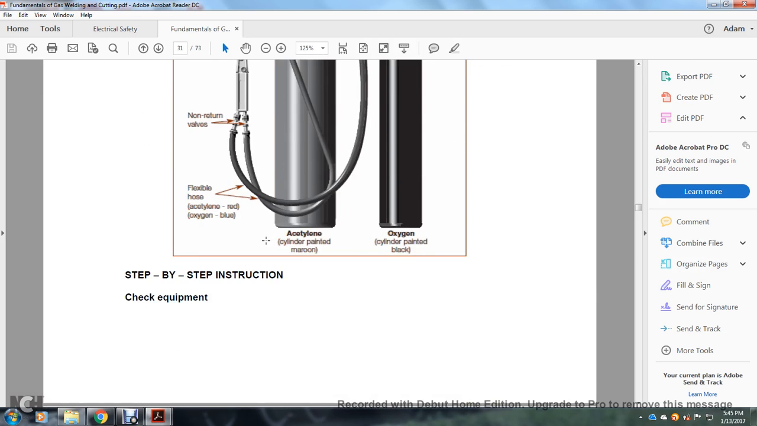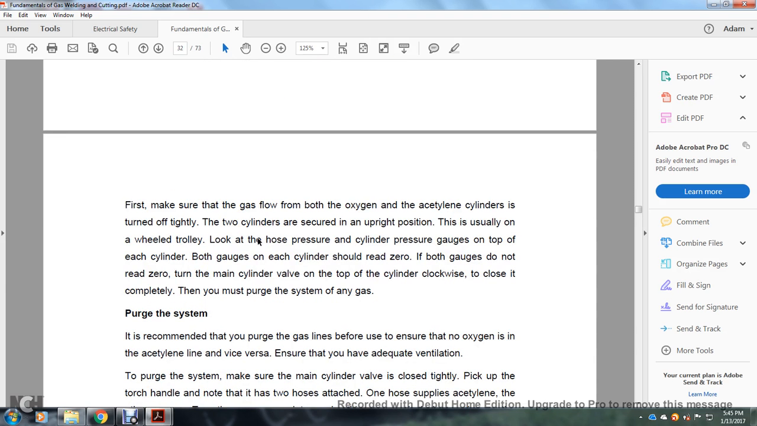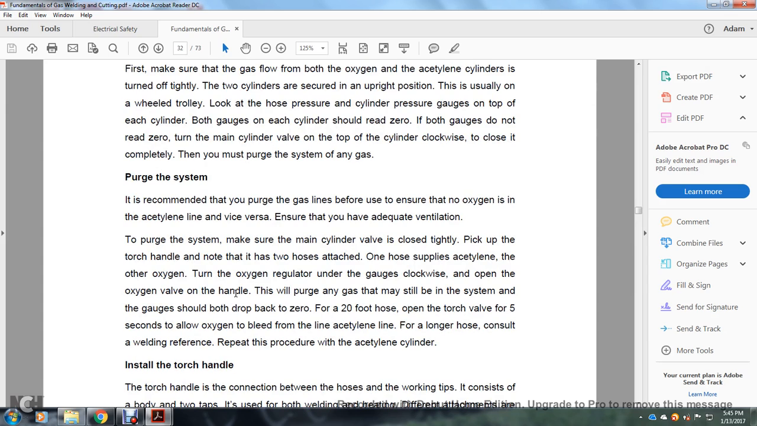Step-by-step instruction. Check equipment. First, make sure that the gas flow of both the oxygen and acetylene cylinders is turned off tightly. The two cylinders are secured in an upright position, usually on a wheeled trolley. Look at the hose pressure and cylinder pressure gauges at the top of each cylinder. Both gauges on each cylinder should read 0. If both gauges do not read 0, turn the main cylinder valve on the top of the cylinder clockwise to close it completely. Then you must purge the system of any gas.